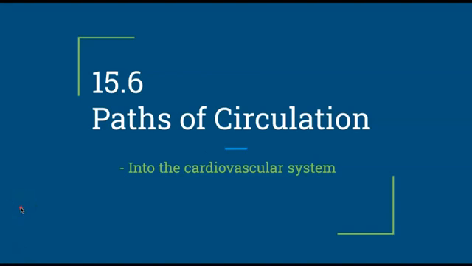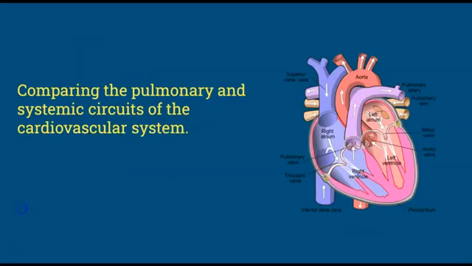Hey guys, I'm going to be doing Chapter 15, Section 6, Paths of Circulation. We're going to be diving into the cardiovascular system. We're going to be comparing the pulmonary and systemic circuits of the cardiovascular system. To the right is an image of a heart showing our blood flow.